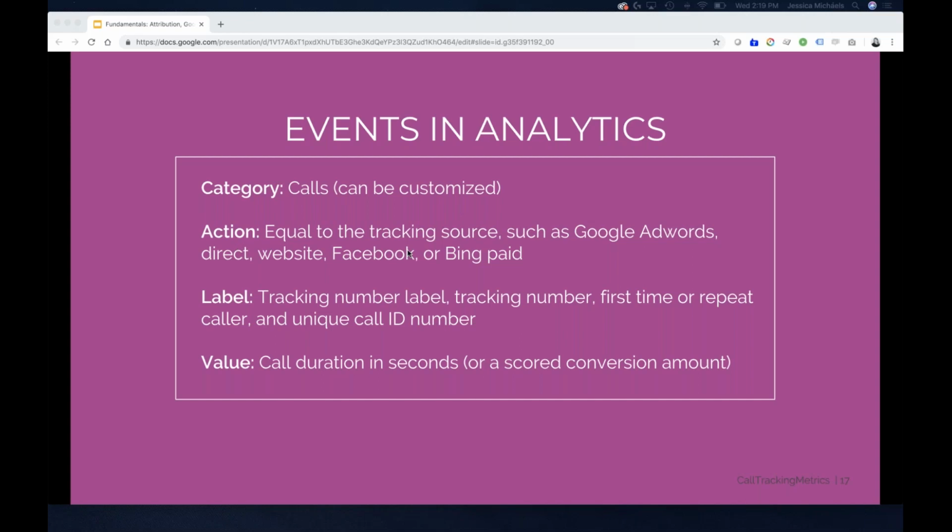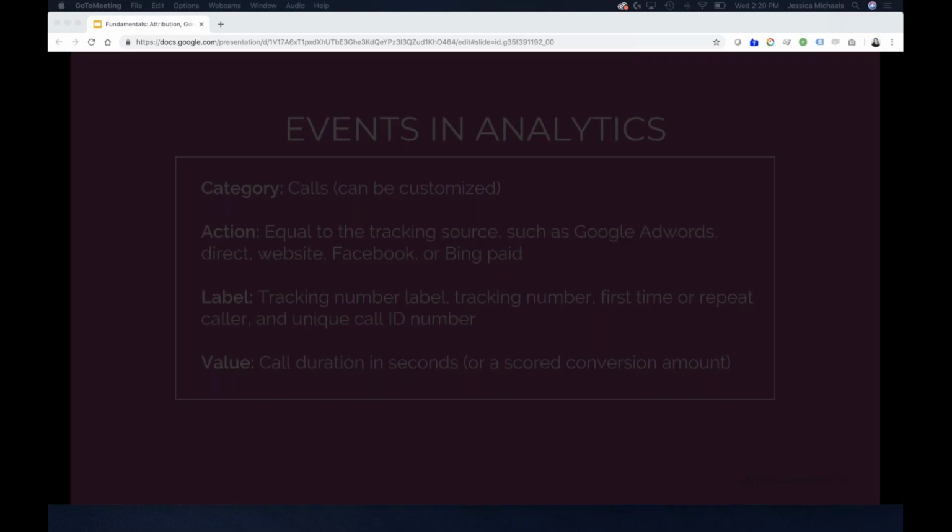The action is going to be equal to the tracking source. So if you have a tracking source of Google AdWords, direct website, and so on, that would be the action of the event. The label is going to be made up of four different parts: the tracking number label, which I'll show you in a moment, the tracking number itself, whether this was a first time or repeat caller, and then the unique call ID. And then we have the value, which is the total talk time of the call. In a typical case, the value is not measured in actual dollars, but in seconds.